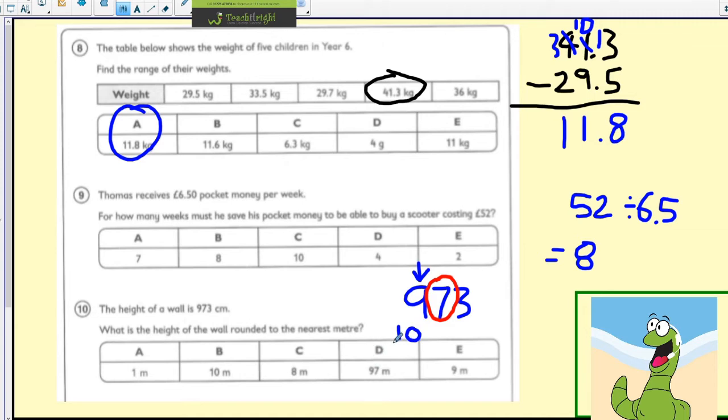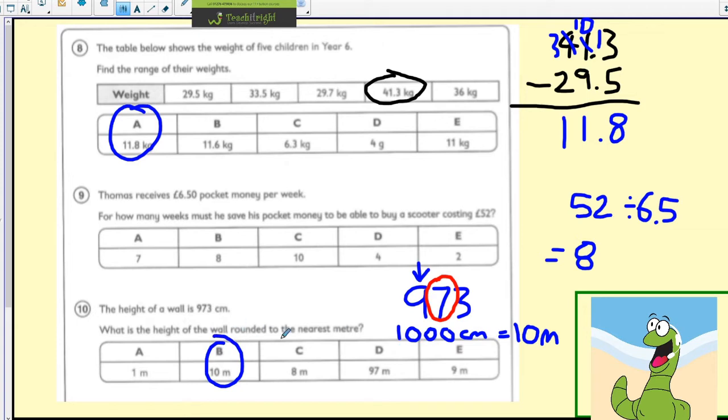And the rule is, once the rounding has taken place, all of the numbers become 0. So in this case, it's going to be rounded up to 1,000 centimeters, but that, of course, as we know, is the same thing as 10 meters. So the answer is B.